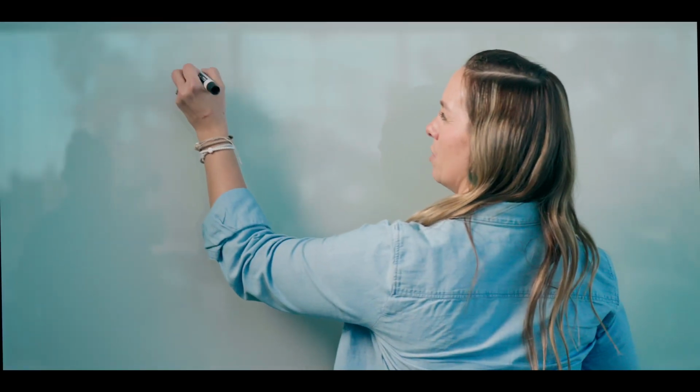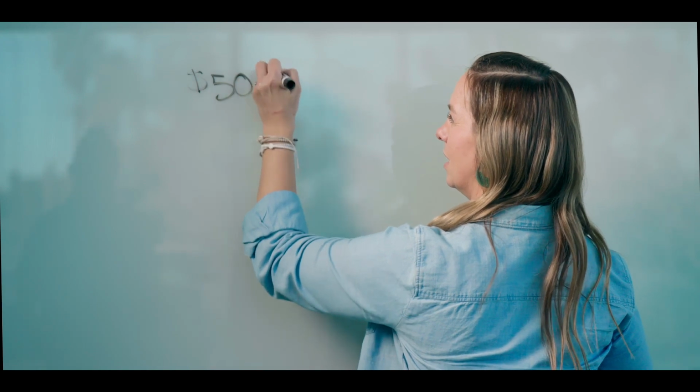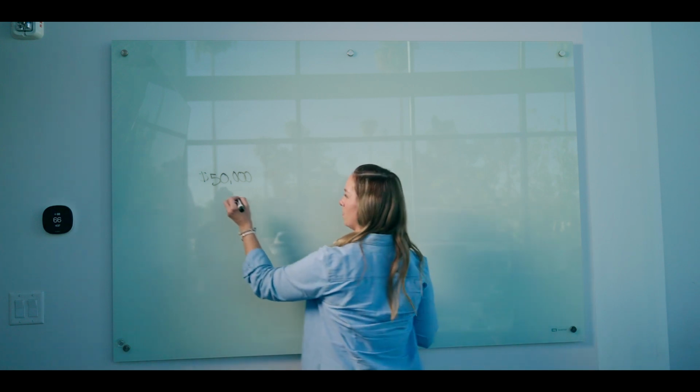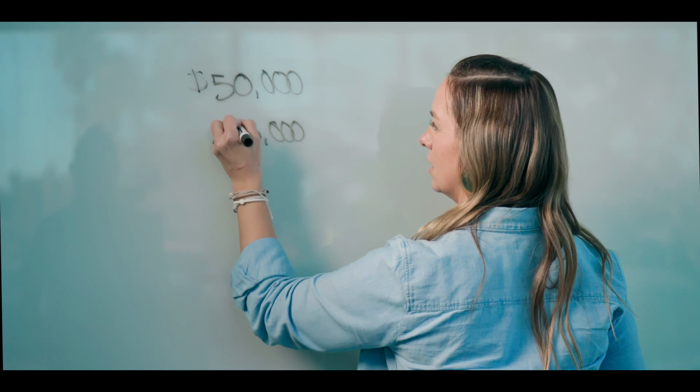If a home is, we'll say, $50,000, our lending partners typically require 10% down. So 10% of $50,000 would be $5,000.